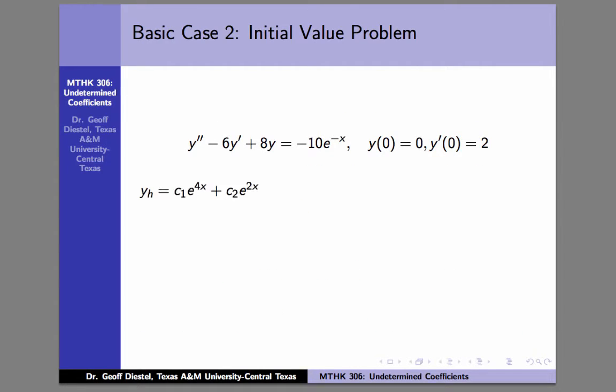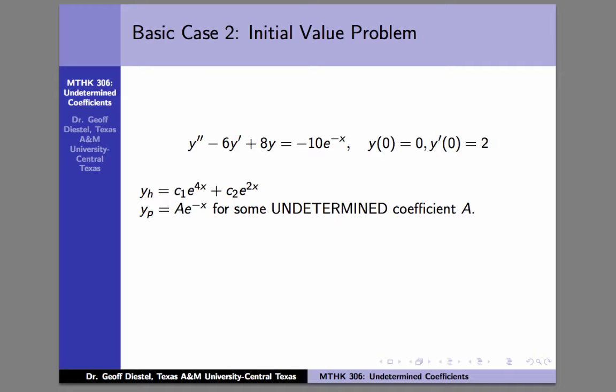So here's our problem. We've already determined the homogeneous part of our solution. Now we want to find the particular solution. Because our right-hand side is just a multiple of some exponential, we define our y sub p to be some multiple of that exponential. And this a is just the unknown constant that we have to figure out.